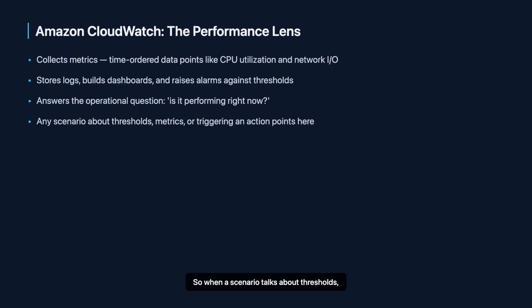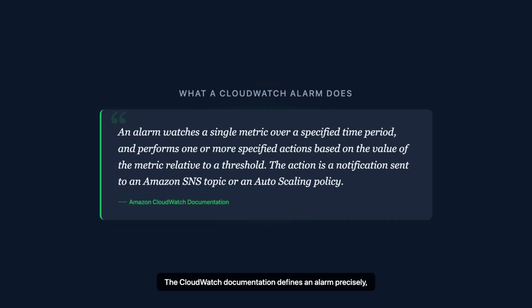So when a scenario talks about thresholds, performance, or triggering an action when a metric gets too high, the cue points you straight to CloudWatch. The CloudWatch documentation defines an alarm precisely, and it's worth hearing word for word. An alarm watches a single metric over a specified time period and performs one or more actions based on the value of that metric relative to a threshold. The action is a notification sent to an Amazon Simple Notification Service topic, that's SNS, or an auto-scaling policy.